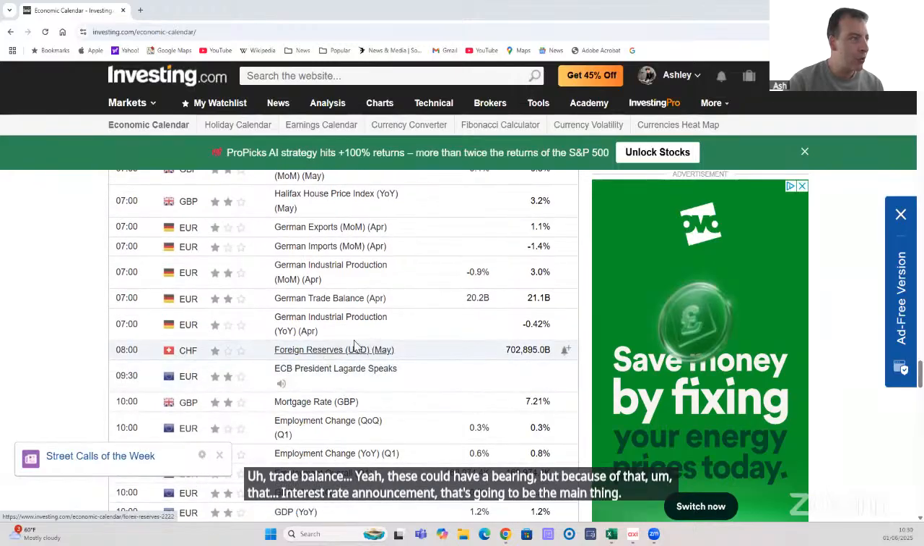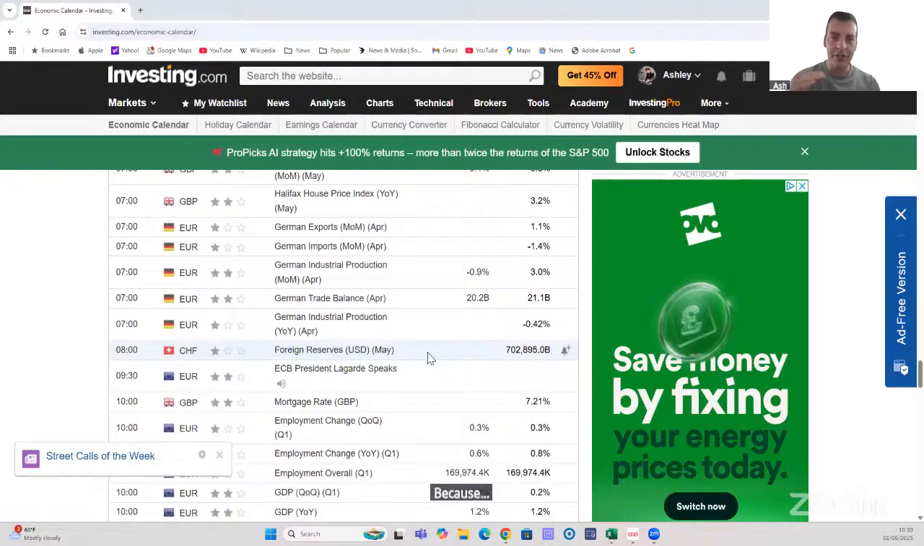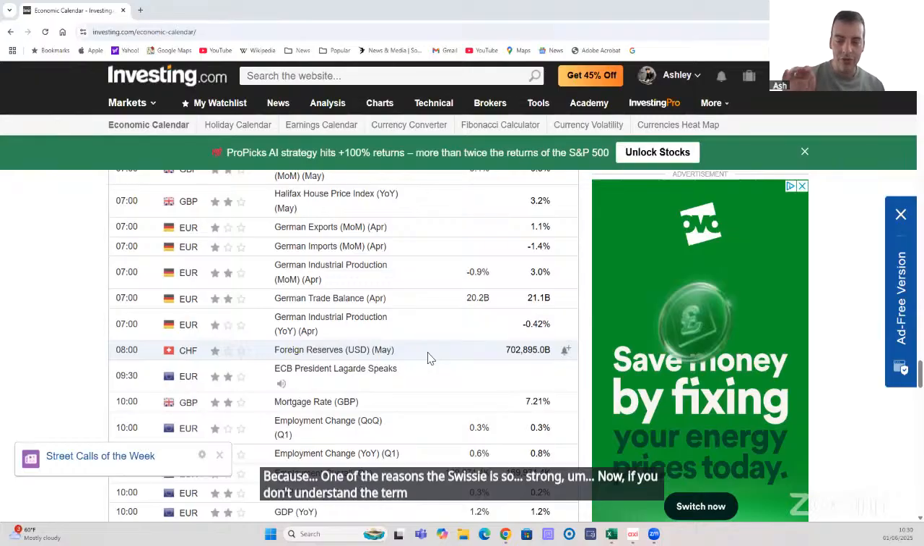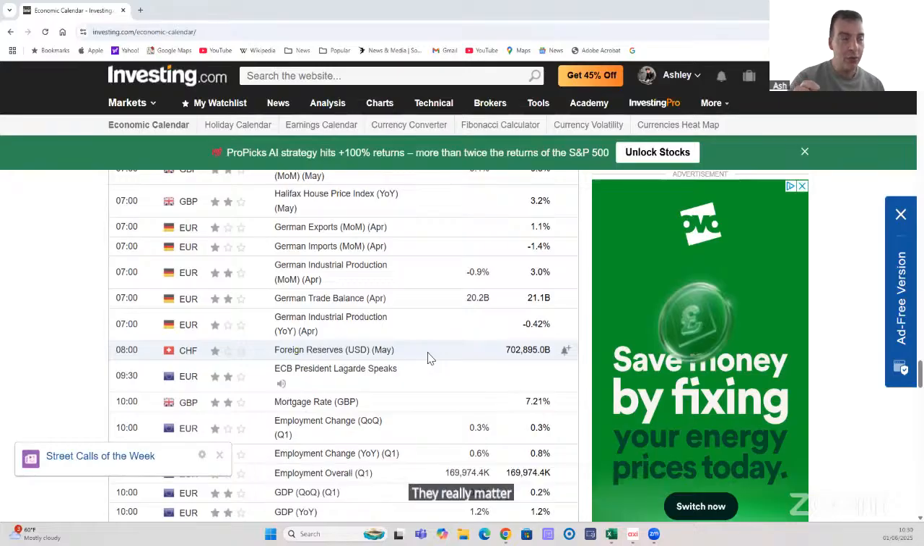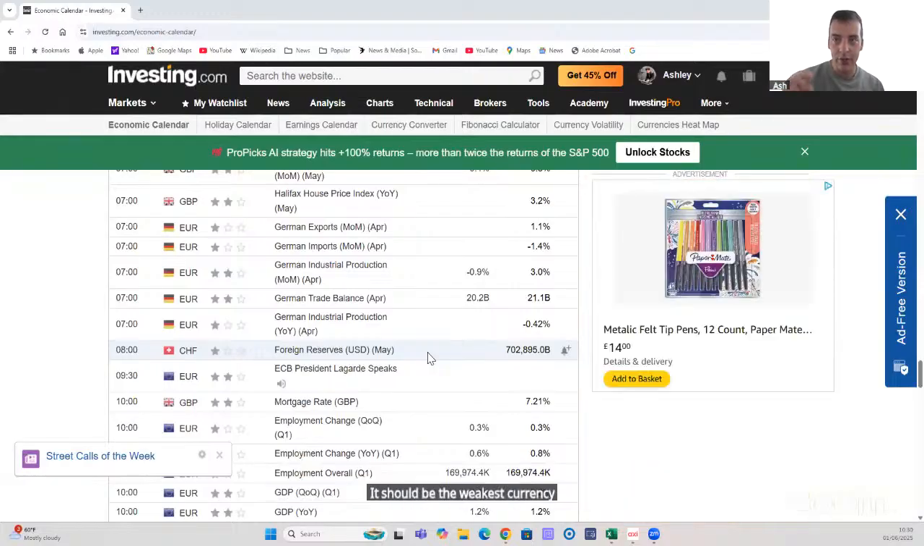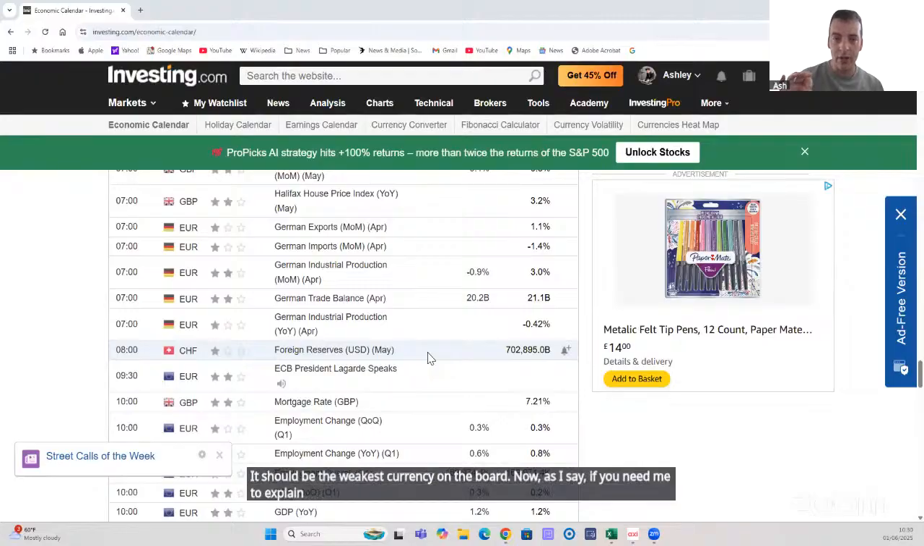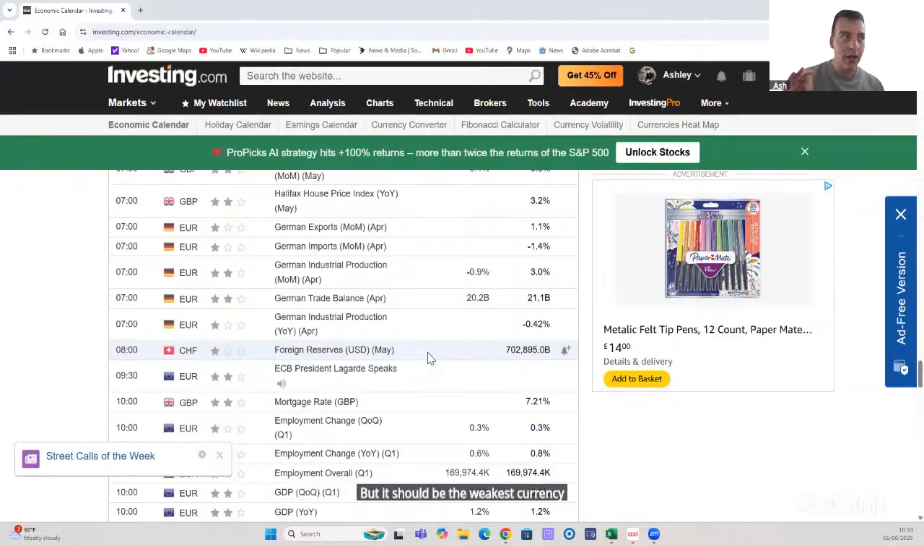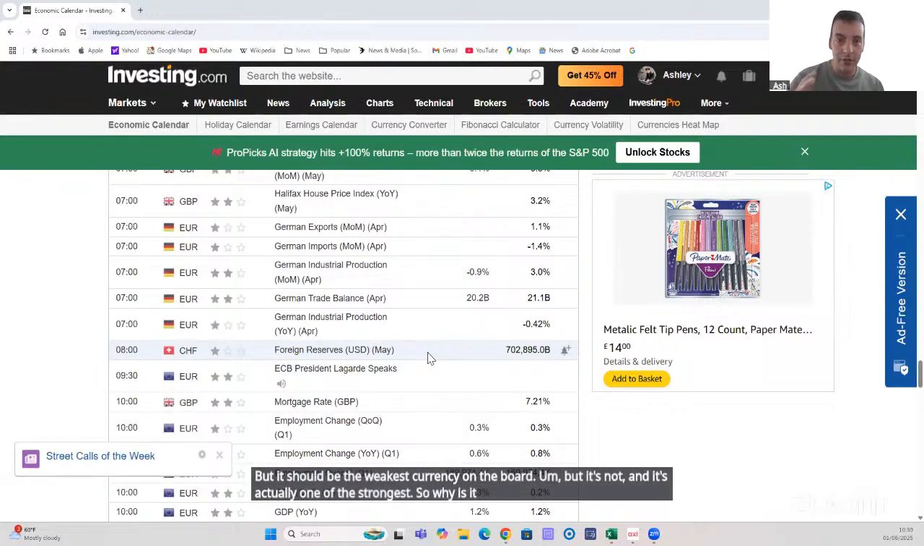Foreign reserves are important for Switzerland because one of the reasons the Swissy is so strong. Now, if you don't understand the term, do let me know. But interest rate differentials, they matter. They really matter. And if you look at interest rate differentials, the Swissy should be the weakest currency, apart from the yen. It should be the weakest currency on the board. Now, as I say, if you need me to explain this a bit more, let me know. But it should be the weakest currency on the board. But it's not. And it's actually one of the strongest. So why is it one of the strongest currencies, if not the strongest?